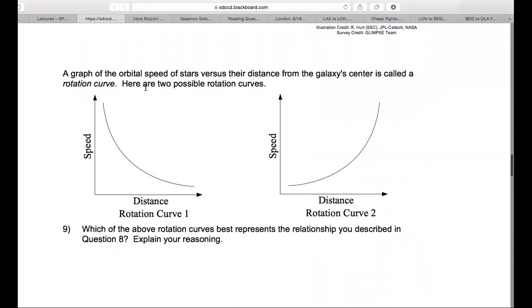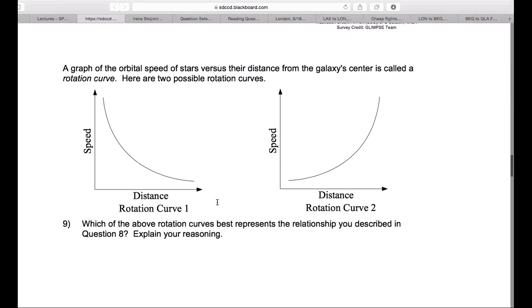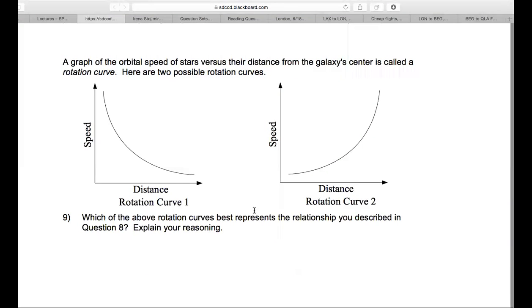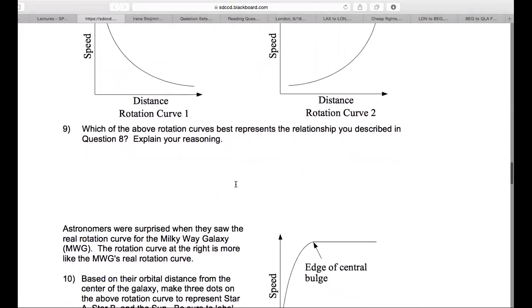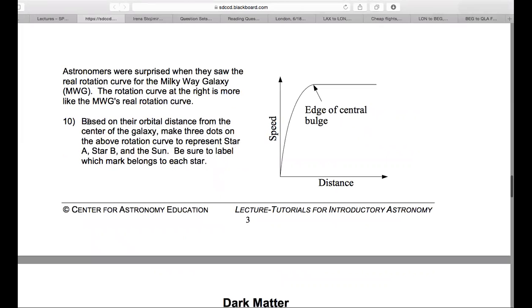Okay. And so now it tells you over here this very important concept, rotation curves, right? And so what is the rotation curve? You have speed on the y-axis and distance on the x-axis. And it's asking you now which rotation curve best represents the relationship you described in question 8. Is it rotation curve number 1 or 2? 1 for our solar system. 1, very good, because in curve 1, what do you see? That the speed decreases with the increasing distance. Yes. Okay, good.